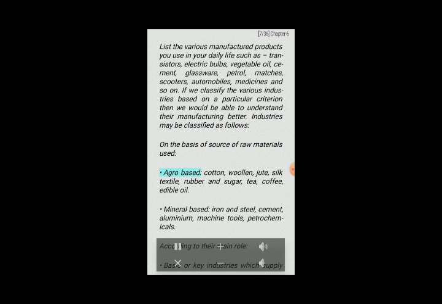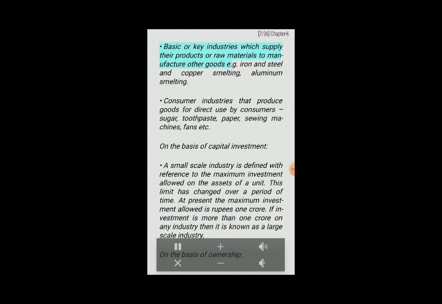On the basis of source of raw materials used. Agro-based: cotton, woolen, jute, silk textile, rubber and sugar, tea, coffee, edible oil. Mineral-based: iron and steel, cement, aluminium, machine tools, petrochemicals.